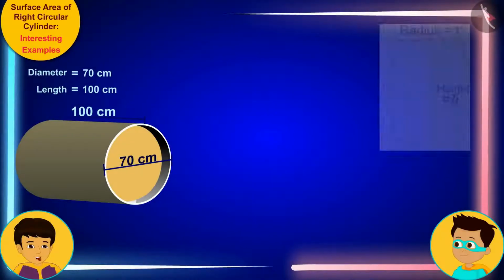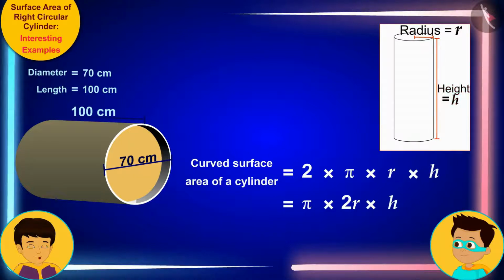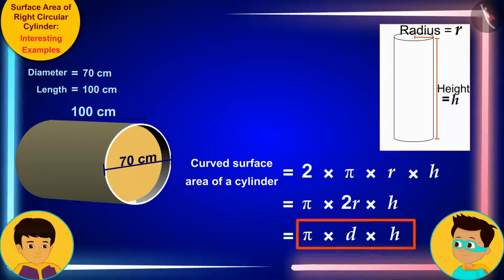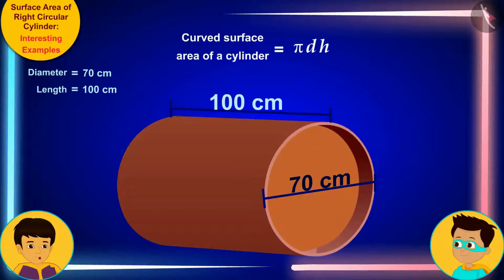Now look, Thomas, we know that the curved surface area of a cylinder is the product of 2 pi r and h, where r and h are the radius and height of the cylinder respectively, which we can also write as the product of pi dh. In this way, the roller here is cylindrical and has a horizontal orientation. Therefore, the length of the cylindrical roller will be equal to its height here.